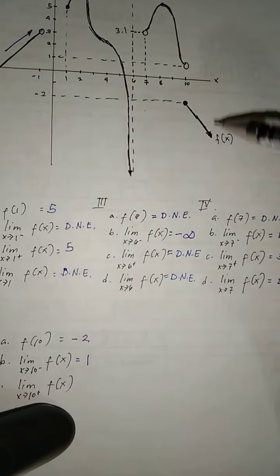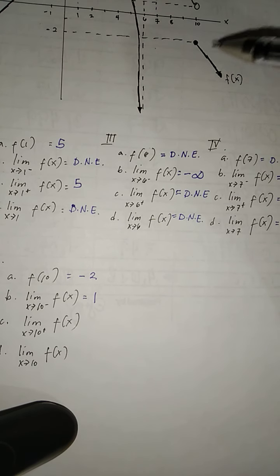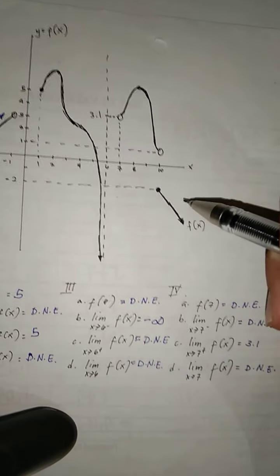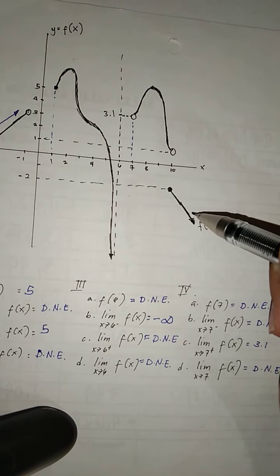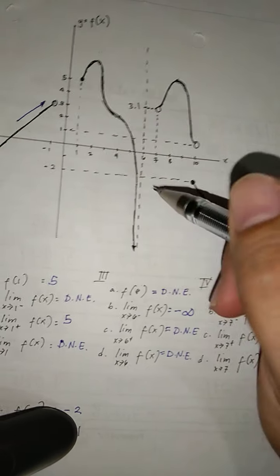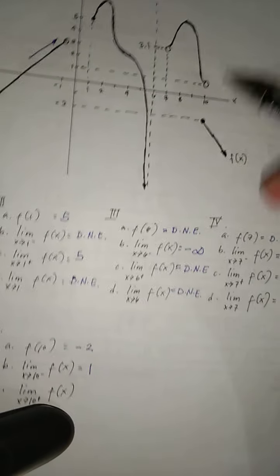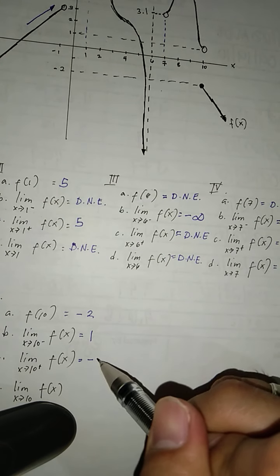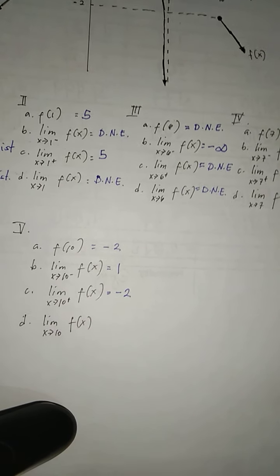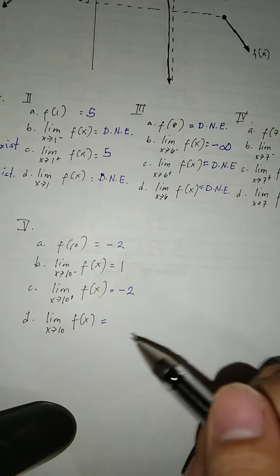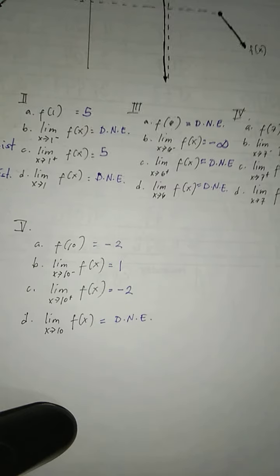Okay, how about as x approaches 10 from the right? So you look at the right of 10. This is where the graph, and look where it approaches. It approaches the value of negative 2. So that means here is negative 2. So we have two definite values, but they do not agree with each other. So therefore, our answer here is does not exist.